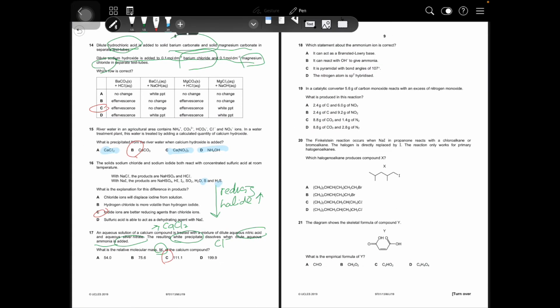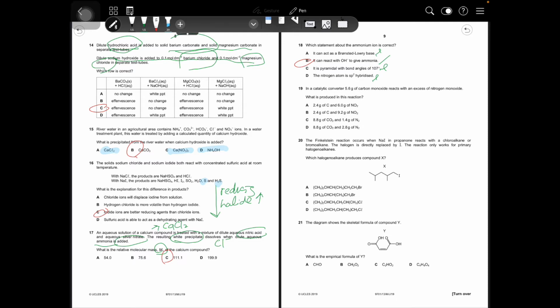The next one, which statement about the ammonium ion is correct? So the first one, it can act as a Bronsted-Lowry base. It is not. Ammonium ion is a Bronsted acid. It can react with OH negative to give ammonia. This is true because it is an acid. It is pyramidal with a bond angle of 107 degrees. This is incorrect. Ammonium ion has 4 bonds, which means it will be tetrahedral in shape. And the nitrogen atom is sp2 hybridized. This is also incorrect. Nitrogen atom has 4 bonds, which means it will be sp3 hybridized. So the answer will be B.